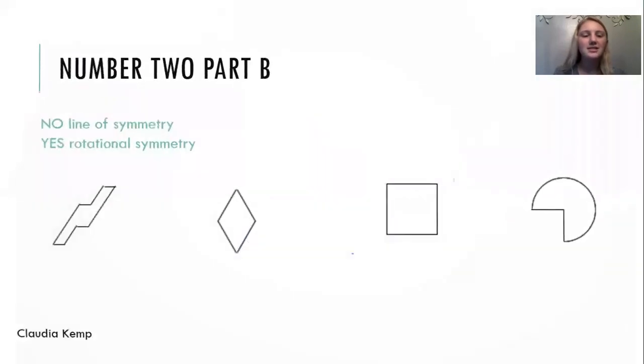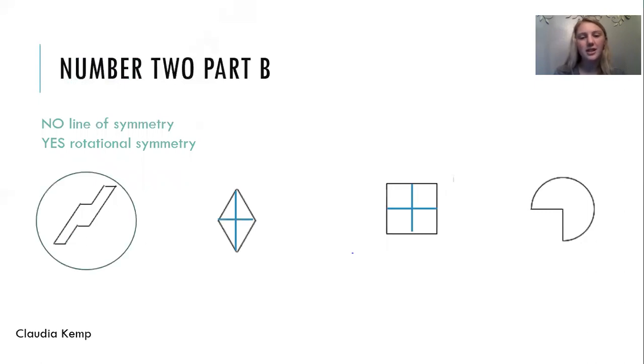Part B asks that we find a shape that has no line of symmetry and rotational symmetry. So the first shape has rotational symmetry. The second shape has rotational symmetry. We already know that squares do. The fourth shape, not really. It doesn't really have rotational symmetry. But which ones have no line of symmetry? Well, the diamond has 2, and we already know a square has 2. The fourth one doesn't have any. So the first shape has no line of symmetry, but it does have rotational symmetry.